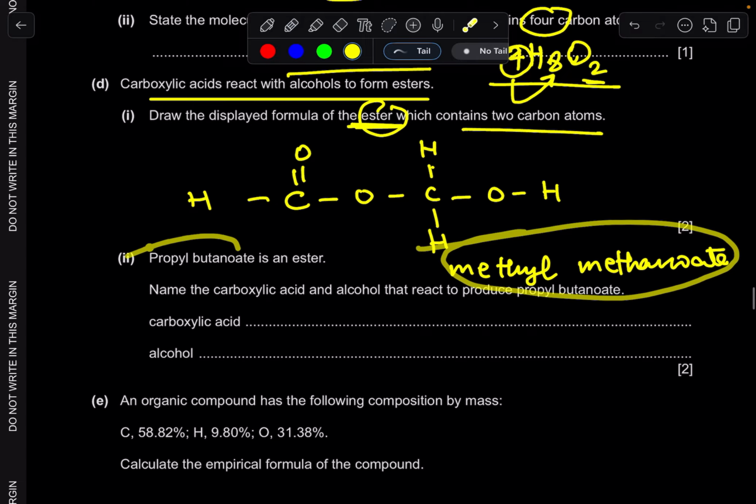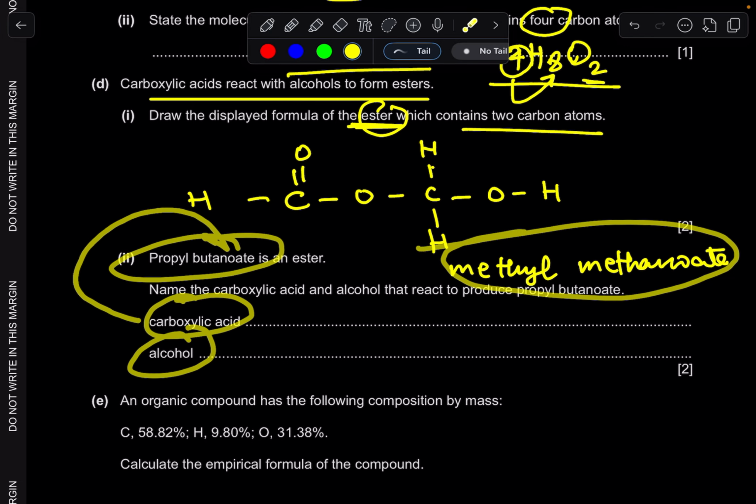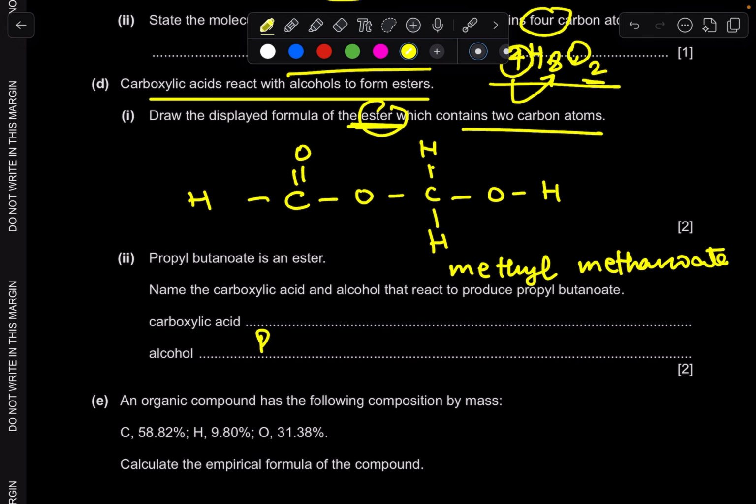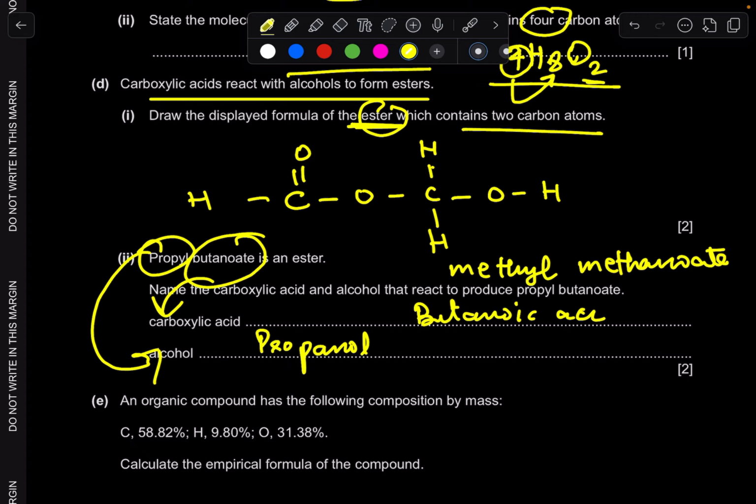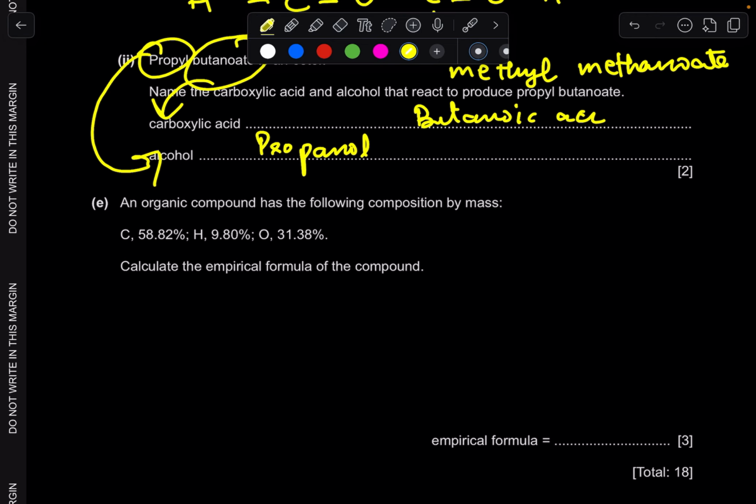Okay, propyl butanoate is an ester. Name the carboxylic acid and the alcohol. The carboxylic acid is going to be butanoic acid. The alcohol is going to be propanol. And how do I know it? Because the butanoate part comes from the acid, and the propyl part comes from the alcohol.